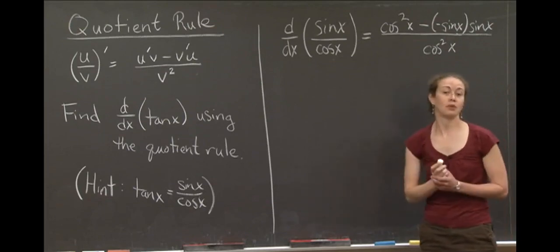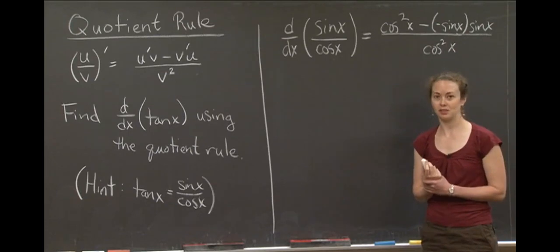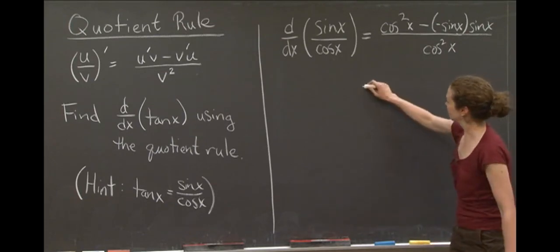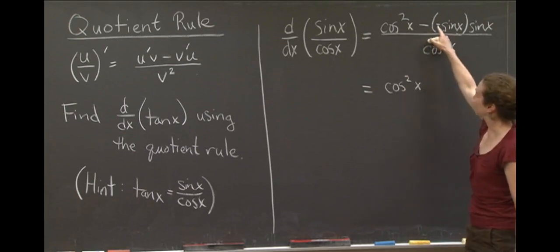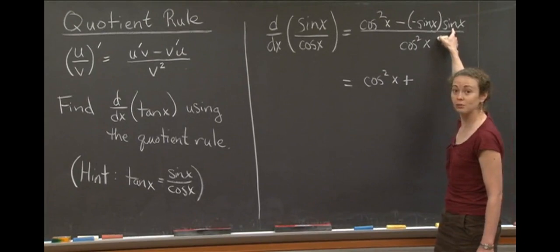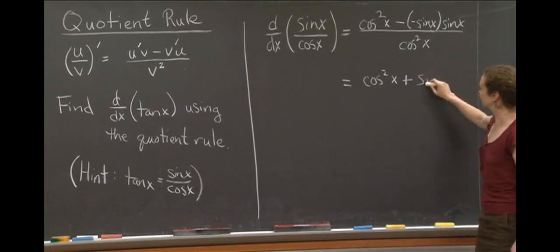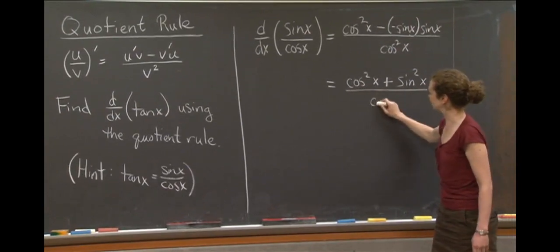Now at this point it is a little bit messy, but the nice thing is that we can use some trigonometric identities to simplify this. So let me first write out what it is a little more clearly. Minus a negative gives you a positive. And then here I get sine x times sine x, so I get sine squared x. And then I keep it divided by cosine squared x.